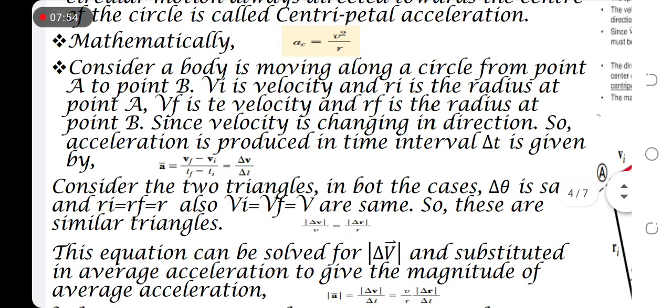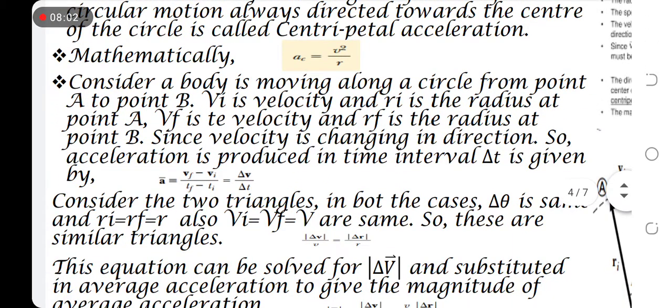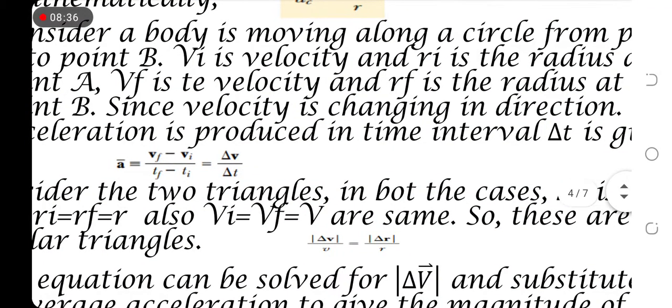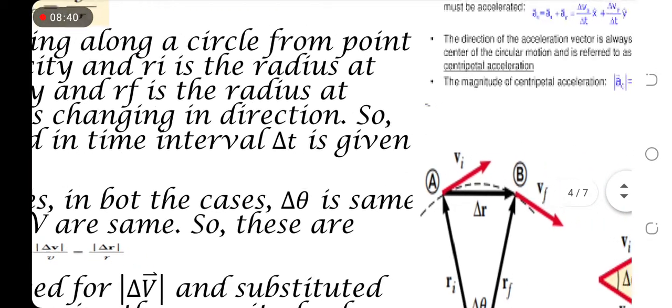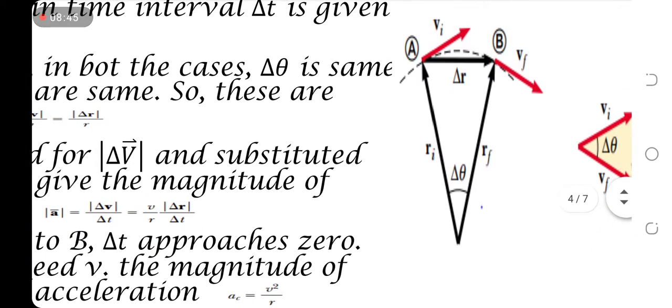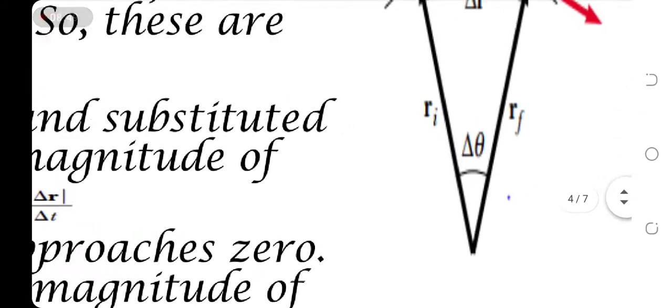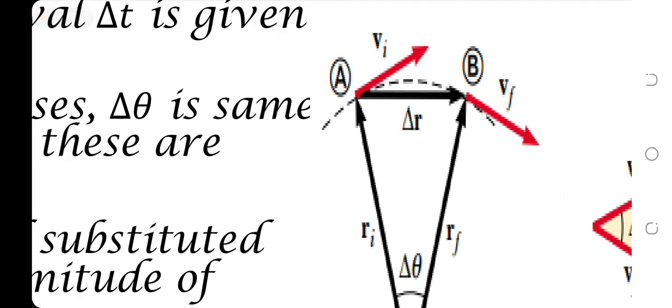Now, the derivation of this relation. This article is considered a descriptive article, a long question from the examination paper point of view. Consider a body moving along a circle from point A to B. Vi is velocity and Ri is its radius at point A. Vf is the velocity and Rf is the radius at point B. This shows a small cut piece of a circular motion from A to B.